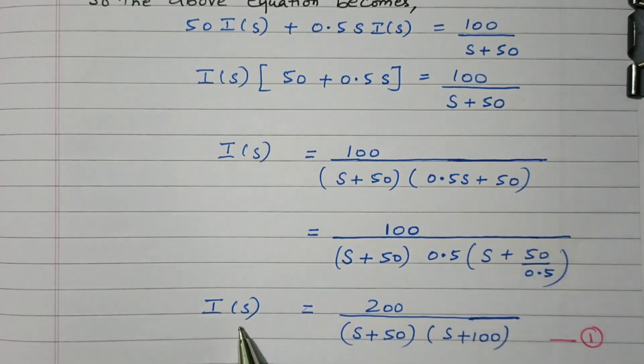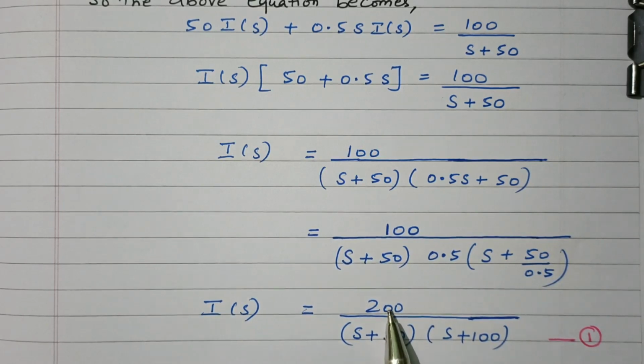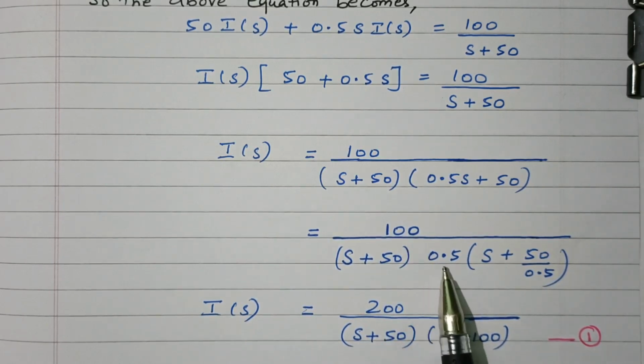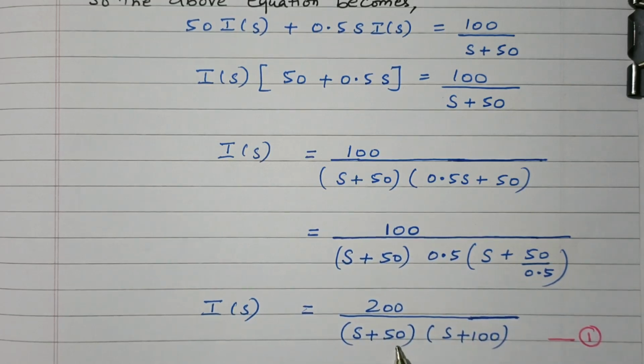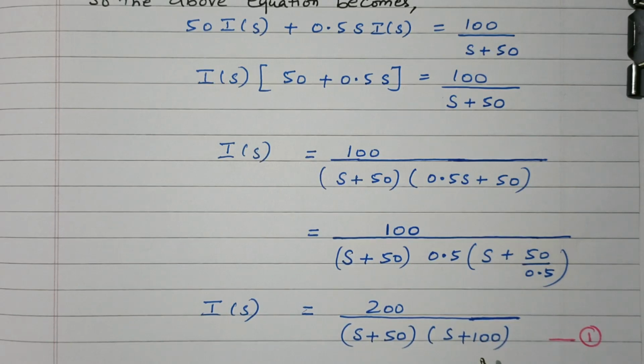So finally what we got: I of S equal to 200, since 100 divided by 0.5 becomes 200, divided by S plus 50 into S plus 100, where 50 divided by 0.5 becomes 100. We'll call this equation 1. Now by using partial fractions, we'll split the terms, and then only we can take the inverse Laplace. Now we'll see how to apply the partial fraction technique to this equation number 1.